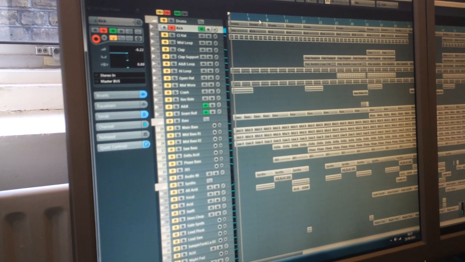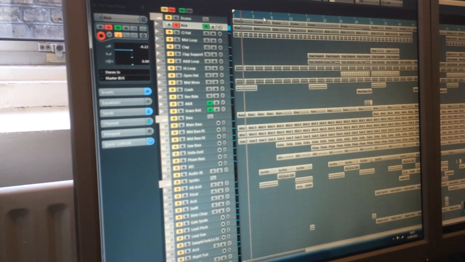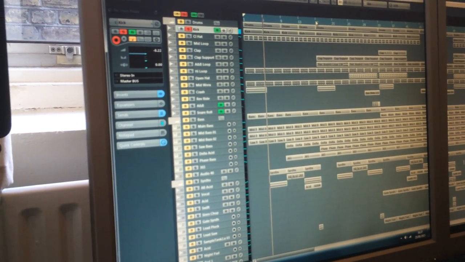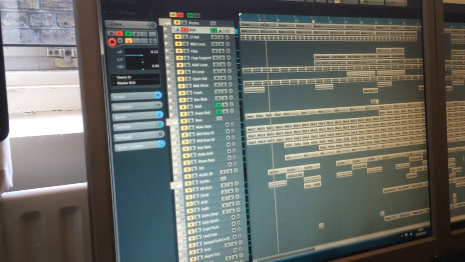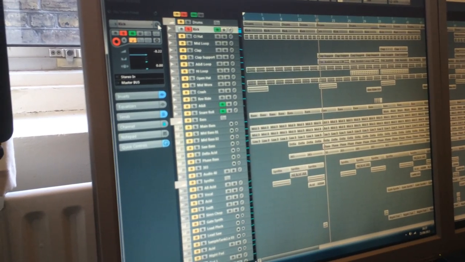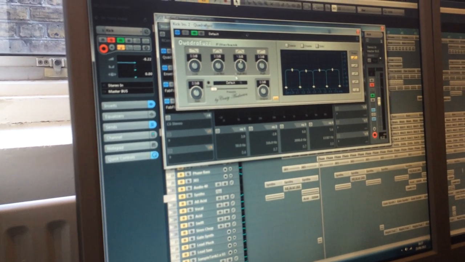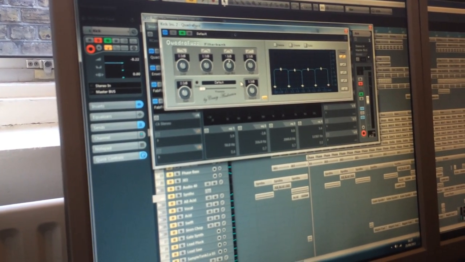Quite a knocky kick. It's obviously got a low pass filter on it. Just quickly show the processing. This is something I use a lot, the Quadrafuzz. It's like a dynamic EQ, so it gives it a lot more punch.